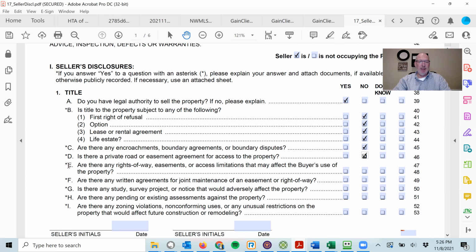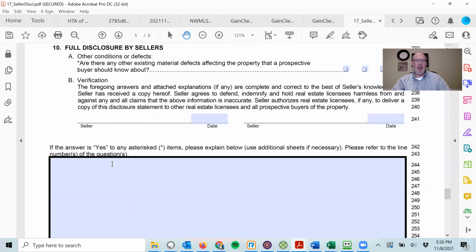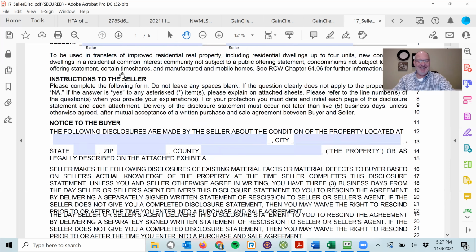Notice that there's an asterisk next to some of these letters. If there's an asterisk, that means that you have to explain what your answer means, right? So if I said, yes, there is a private road maintenance agreement, I would then go to page 5. There's a big blank box, right? And I would say, regarding question 1D or whatever it was, I share my driveway with my neighbor. We recorded agreement or whatever, right? So that's how you're going to elaborate when you answer yes to one of these questions. In this video, I'm not going to answer yes to any more questions. All right. Okay.